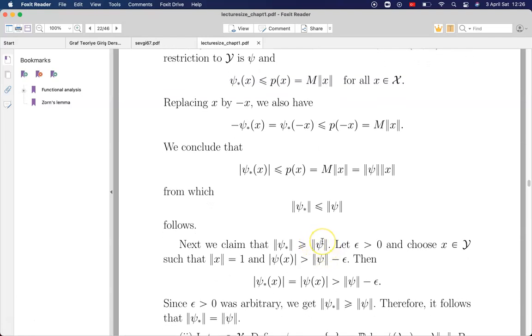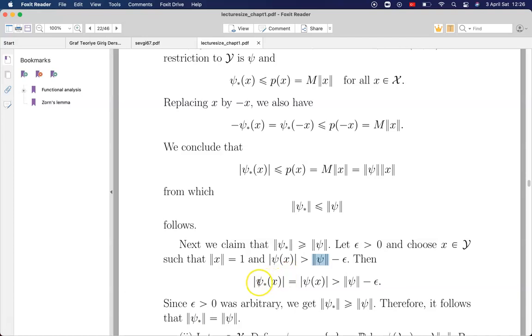Okay, in order to show this, let's pick some epsilon positive, and let's choose some x in the subspace y such that its length is 1. And if you look at the value of our function at that point, then it's bigger than the norm of psi minus epsilon. How can I do this? By just using the definition of the norm. It was a sup, so I may choose an element as close as I want.